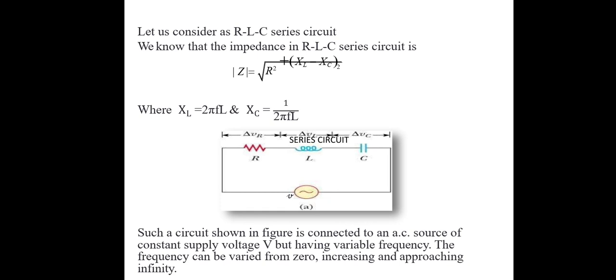Let us see the RLC series circuit shown in figure A. Here the resistance, inductance and capacitance are connected in series with the voltage source V. The voltage drop across the resistance is indicated by delta VR, the voltage drop across the inductance is delta VL, and the voltage drop across the capacitance is indicated by delta VC.